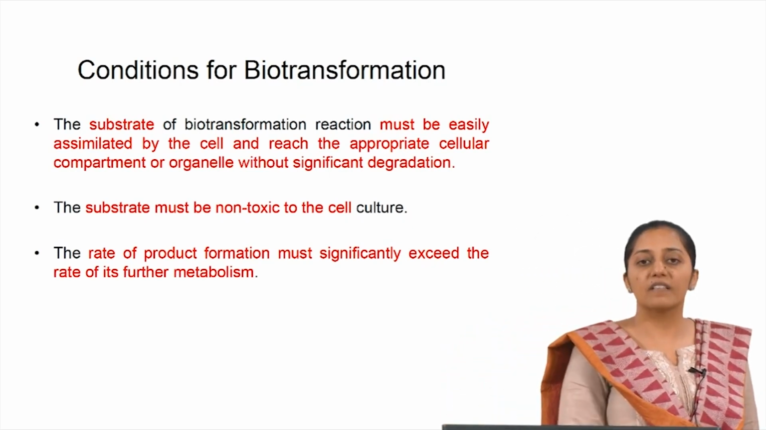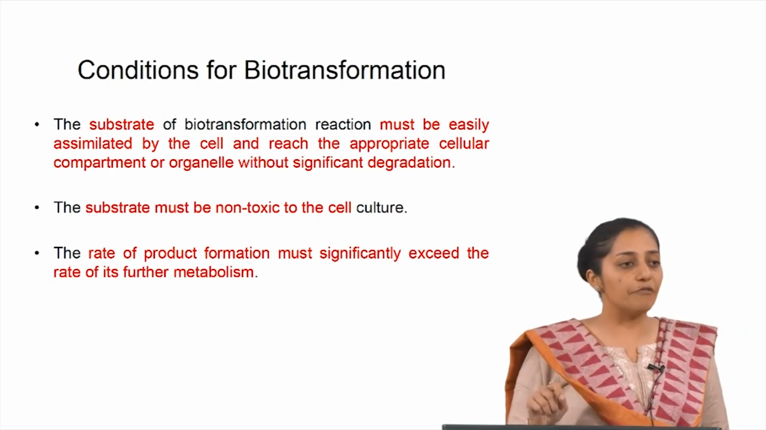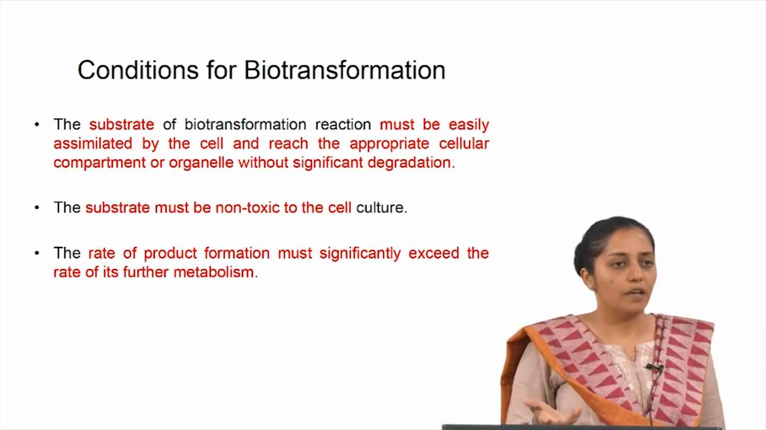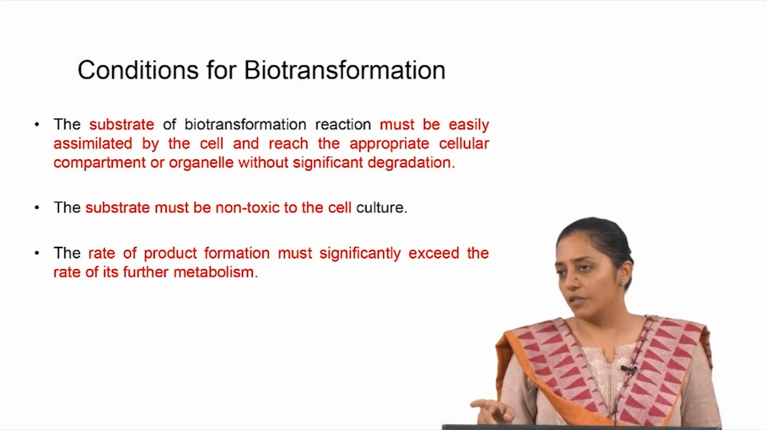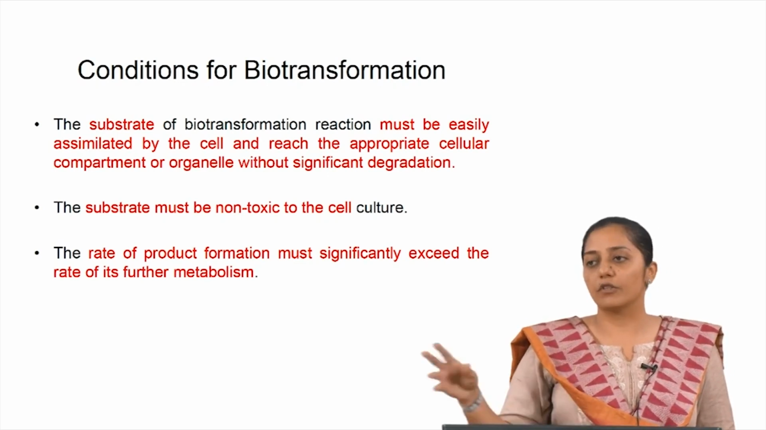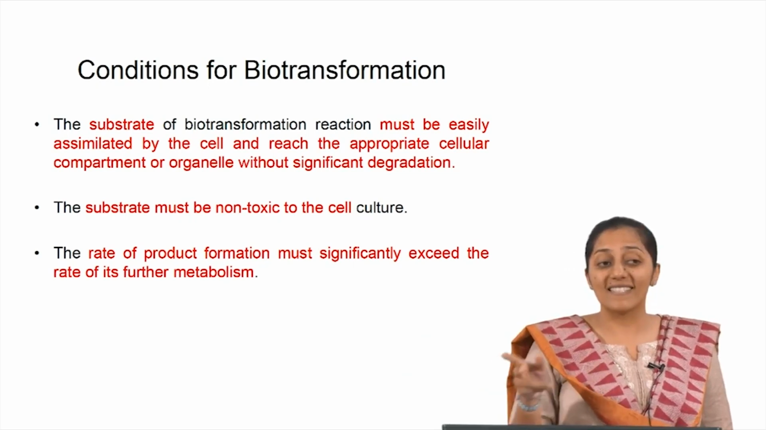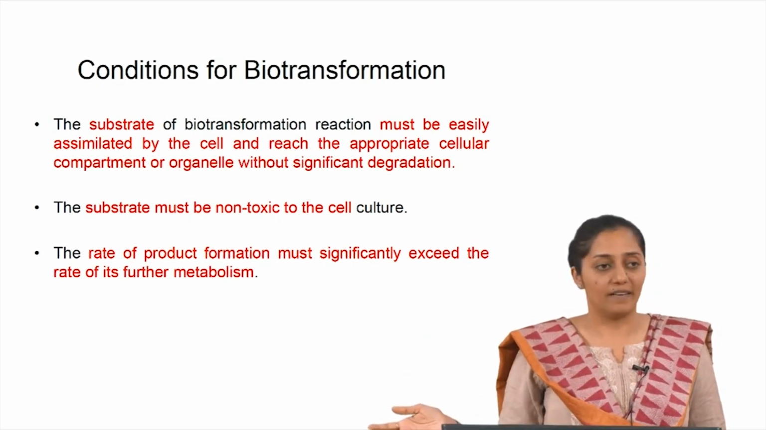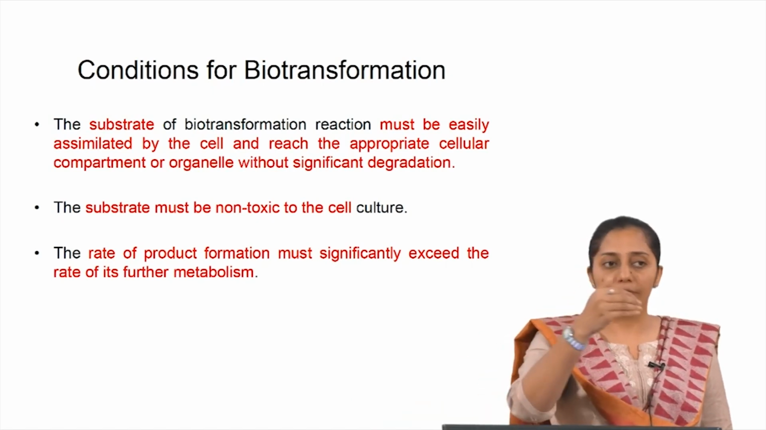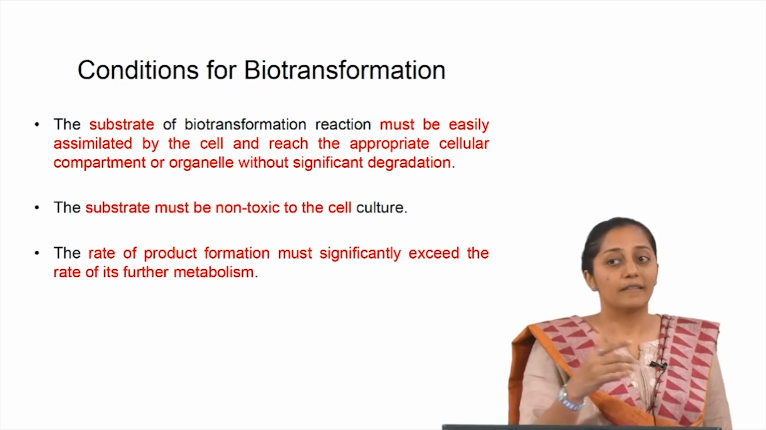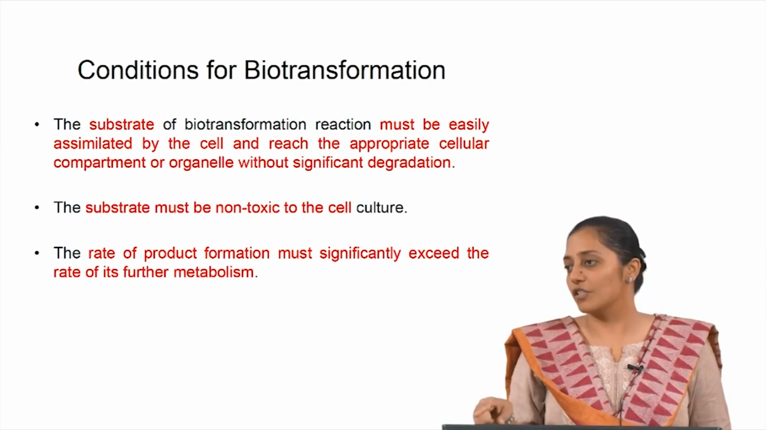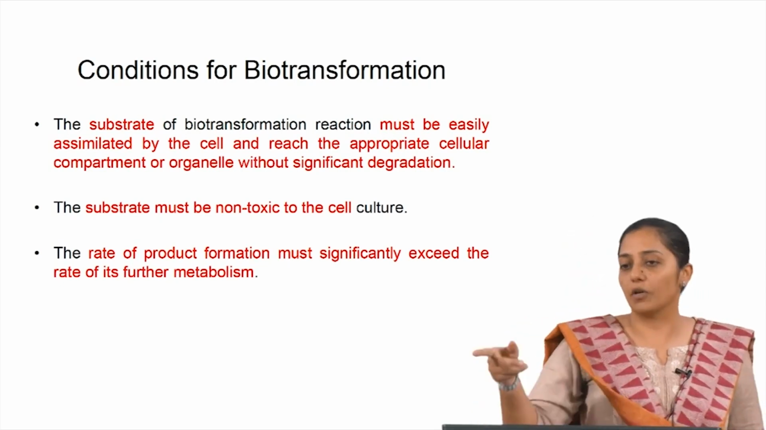What other prerequisite? The rate of product formation must significantly exceed the rate of further metabolism, then only it is advantageous. If you want a desired biotransformation reaction to happen, then the rate of formation has to be more than the rate of its subsequent metabolism. If the cell does not need it, it has to be metabolized then, or it has to be leached out. So, the rate of transfer of the product outside then becomes more limiting than the rate of biotransformation for the success of such process, or its further metabolism rate.